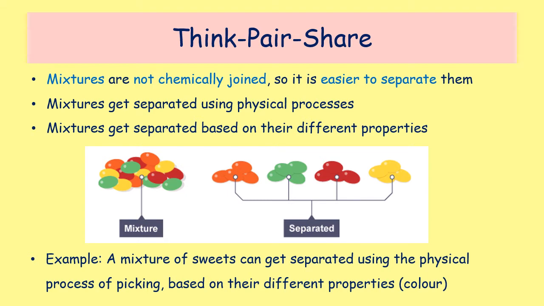So this diagram is a representation of a mixture where the things have been separated based on one of the properties that they have. They've been separated based on colour. And the method that you could use to separate those sweets into the different piles is you could just use your hands and physically pick them apart and separate them. And what you have chosen is to separate them based on colour. So colour would be one of the properties of those sweets.